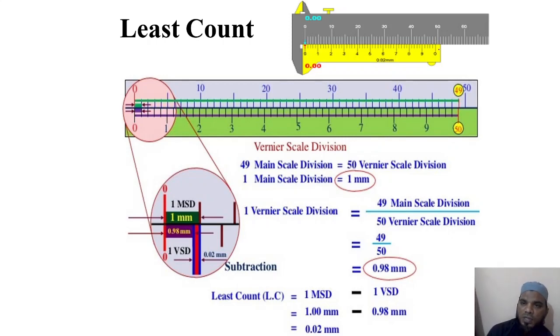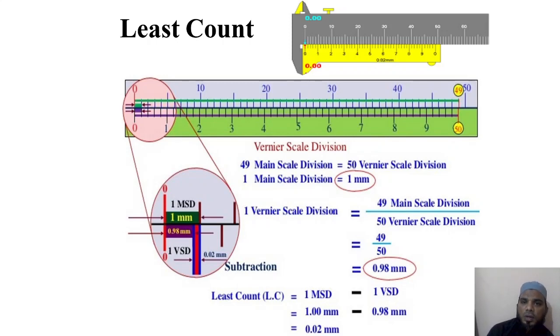For example, if you see this, it is touching around 49 on the main scale, whereas on the Vernier scale how many divisions do you see? 0, 1, 2, 3, 4, 5. So 5 into 10, 50. So there are 50 divisions on the Vernier scale reading, whereas on the main scale reading it is 49. One main scale division is equal to 1 mm.